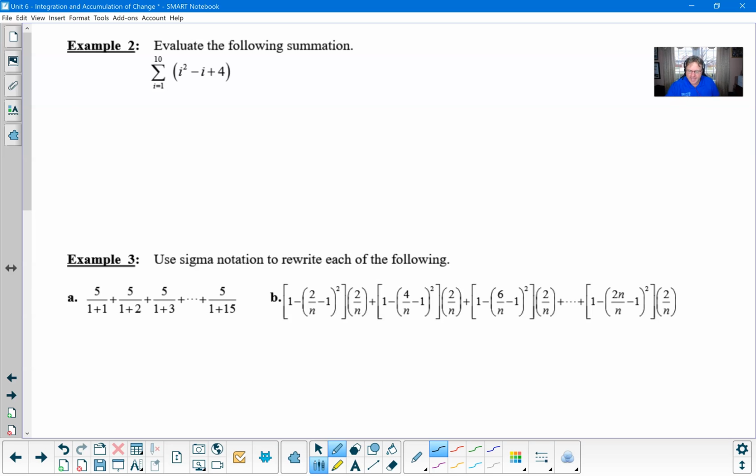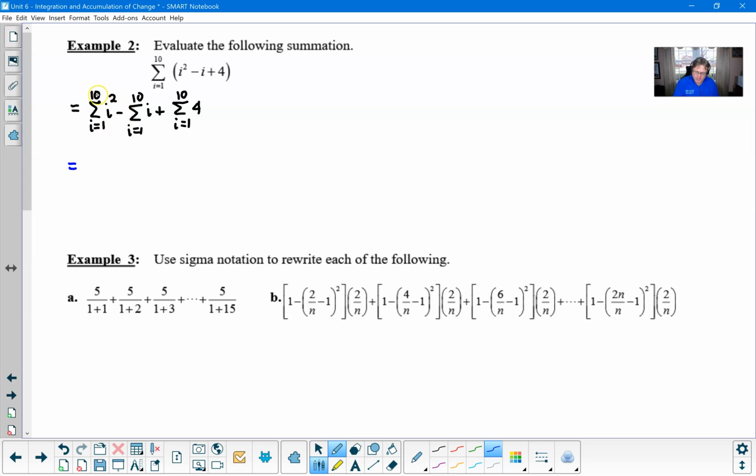So if we do that, we first know that we are indeed allowed to break this apart into 3 separate summations. So we'll have the summation of i squared from 1 to 10 minus the summation of i as i goes from 1 to 10. And then we would add the summation of 4 as i goes from 1 to 10. Now what that's going to do is it's going to invoke our properties.